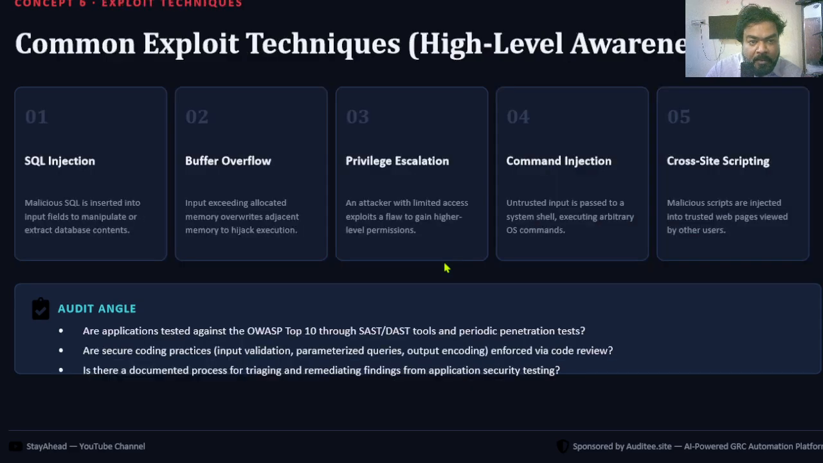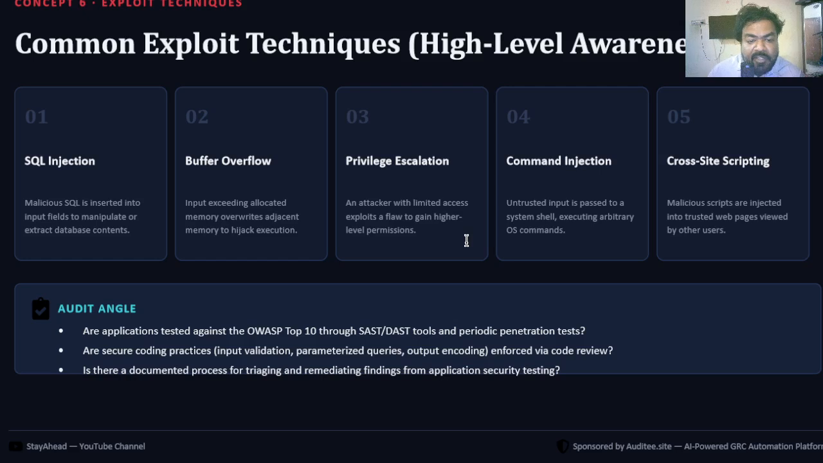Exploit techniques. Let's talk briefly about exploit techniques, and I want to be clear, this is awareness level knowledge for auditors, not a coding tutorial. SQL injection happens when unsanitized input reaches a database query, letting an attacker manipulate or extract data. Buffer overflow is a classic memory corruption bug where input exceeds allocated memory and overwrites what's next to it.